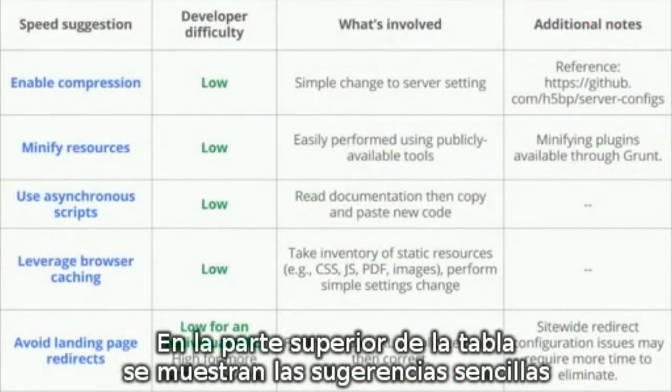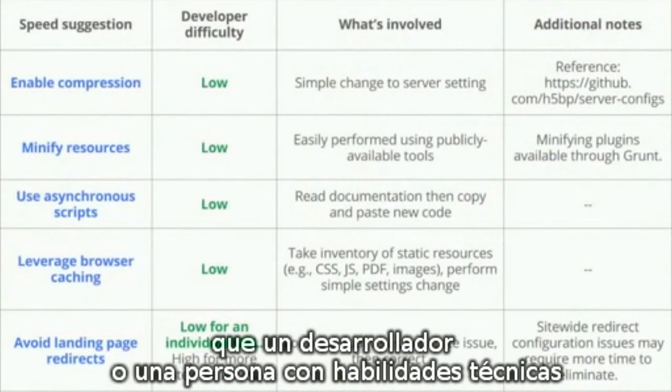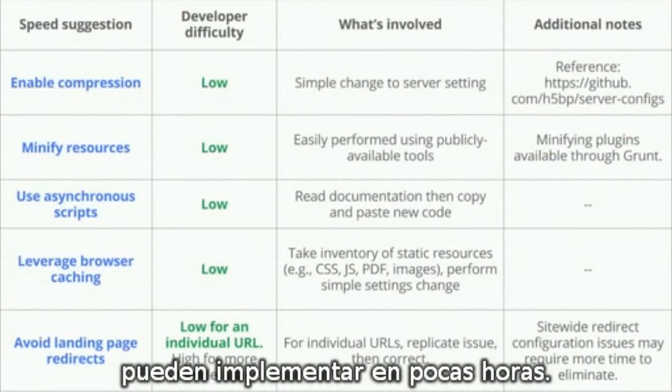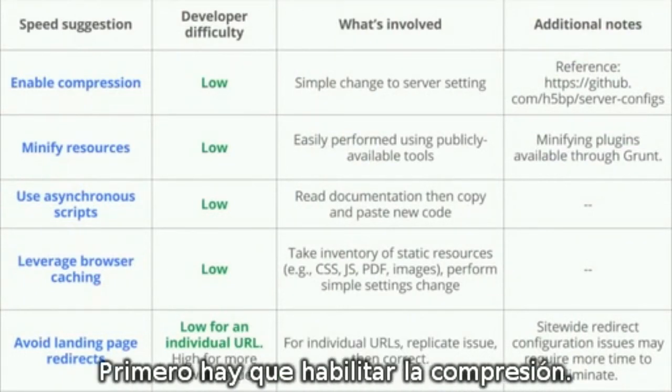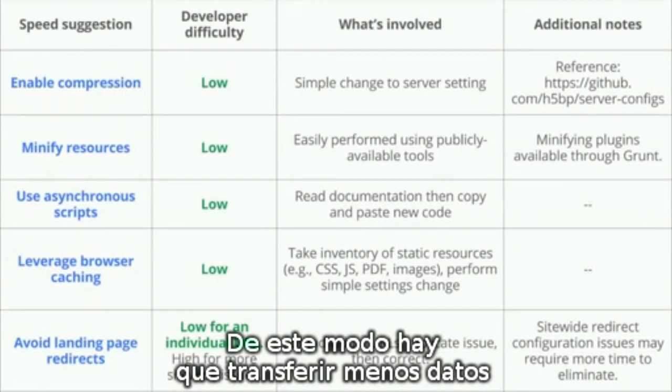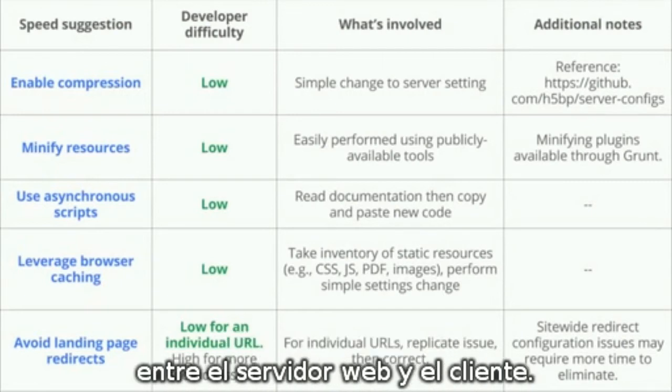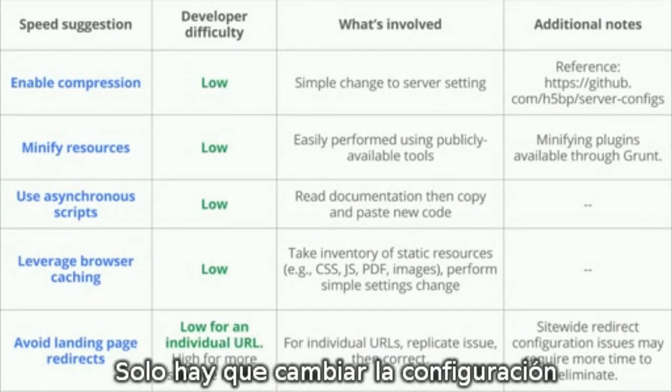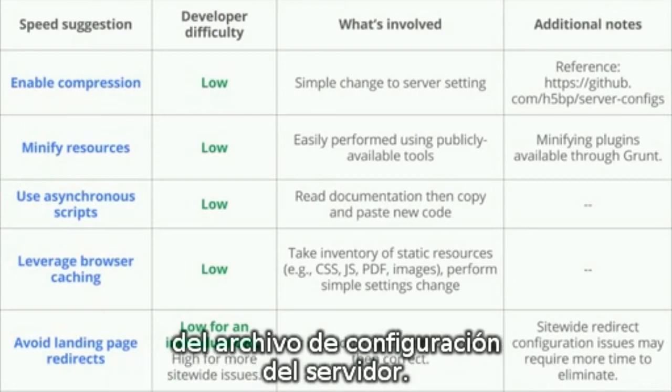The top of the chart covers what's easy to do and can be done within a few hours by a developer or someone with more technical skill. First is to enable compression. Enabling compression is zipping resources so there's less data to transfer between your web server and the client. It's a simple settings change on your server's configuration file.